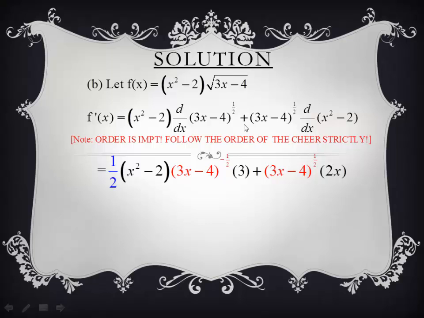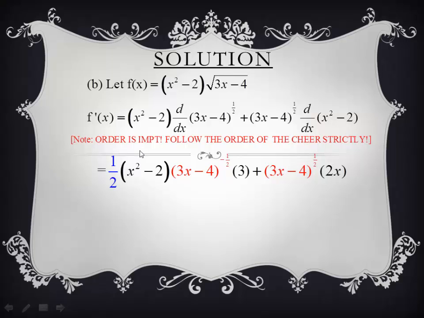Plus, copy the second expression, and we differentiate x squared minus 2. So differentiate x squared, we use power rule. Power comes down, power minus 1. And when we differentiate minus 2, we get 0. So the net result for differentiating x squared minus 2 is 2x.